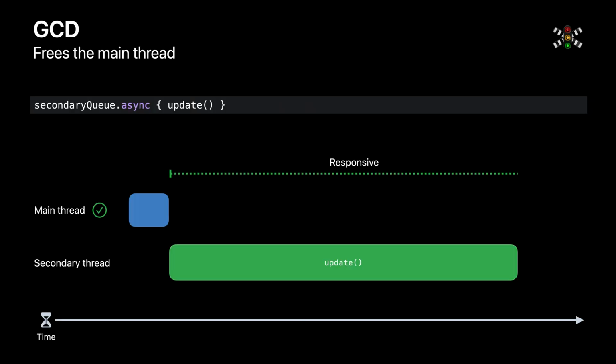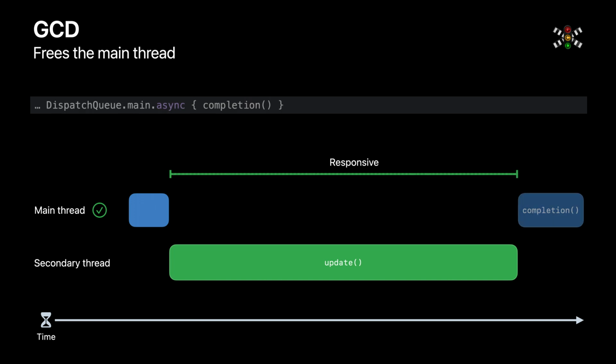To perform a block of work asynchronously on another thread, dispatch async that block to another dispatch queue. A completion handler can be added within the asynced block by dispatching back to the main queue.